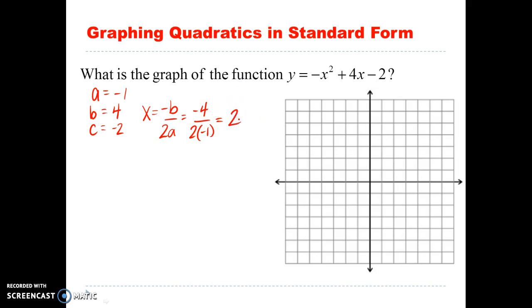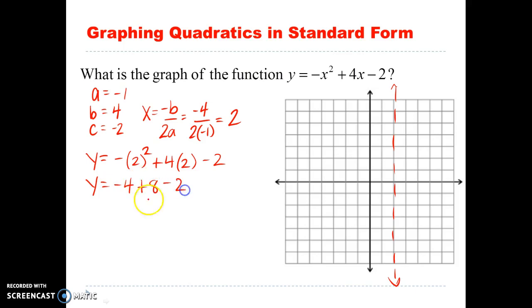So my x-coordinate is 2, which means I know my axis of symmetry is going to be right here through x equals 2. Okay, now I need to find my y-coordinate, so I'm going to plug 2 back into everywhere I see an x in my original equation. Notice I'm not putting the negative in the parentheses because x is just 2, not negative 2. Okay, plus 4 times 2 minus 2. So y equals the opposite of 2 squared. So this ends up being a negative 4, not a positive 4. Plus 8 minus 2. So y equals 2.